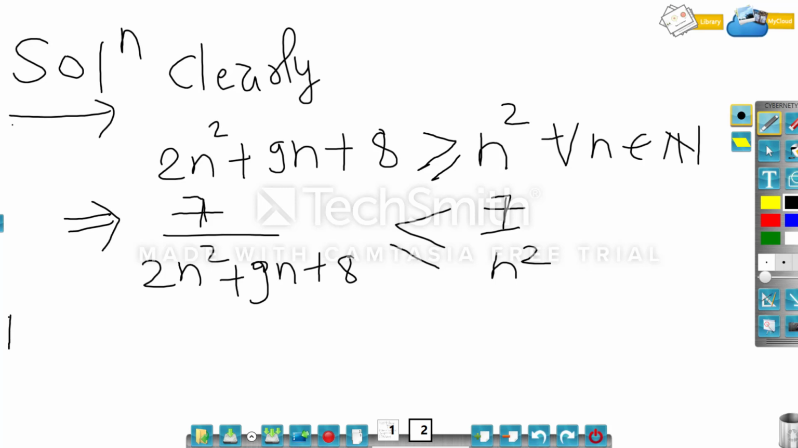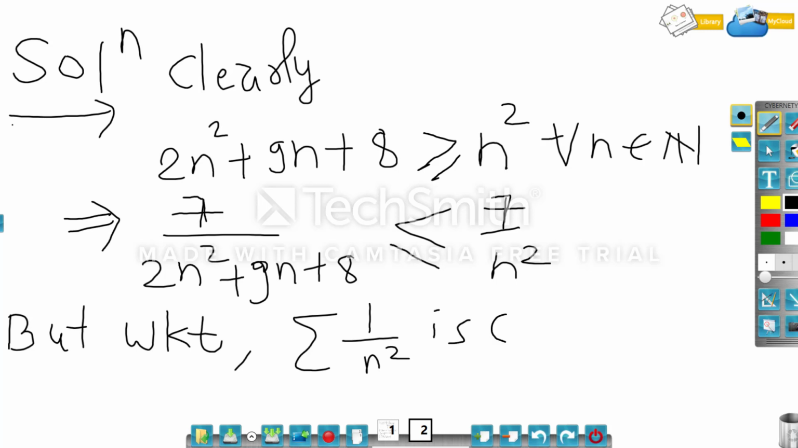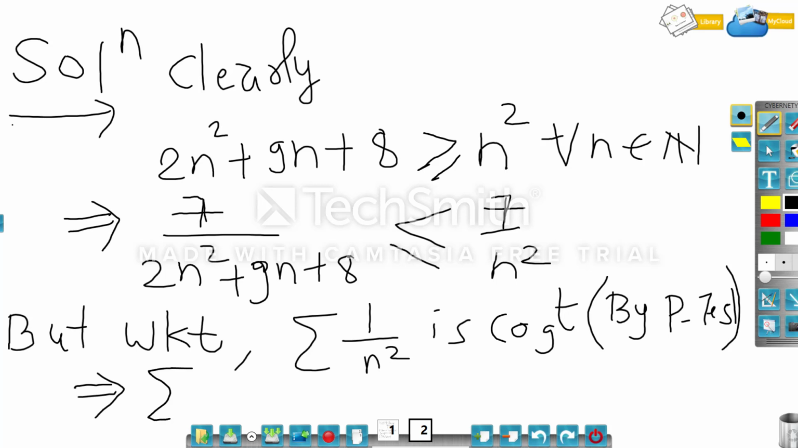Now we know that the series 1 upon n square is convergent, because here the p value is 2 and by p-test it is convergent. So the reason is the p-test. If the series 1 upon n square is convergent, then a constant times that series is also convergent. So this would imply the series 7 upon n square is convergent. Why is this true? The reason is the algebra of series.